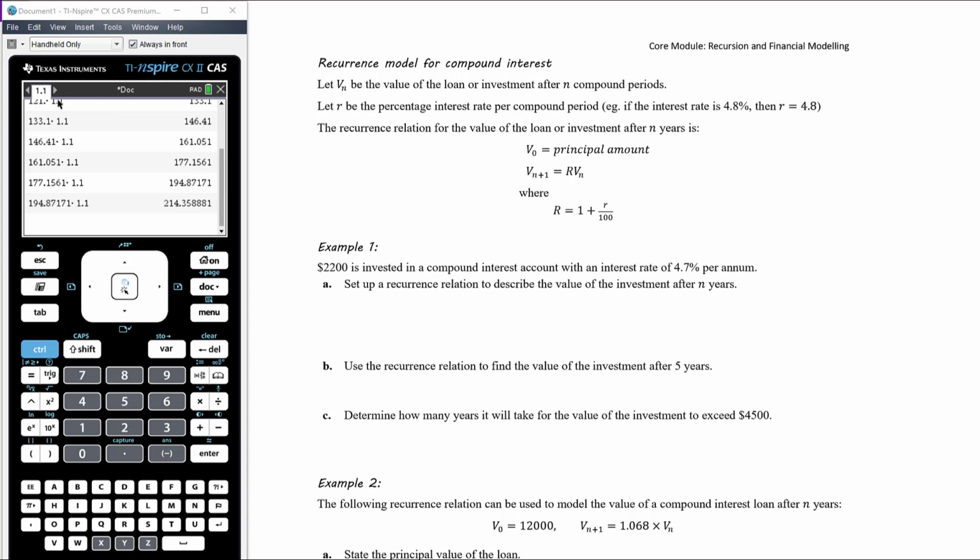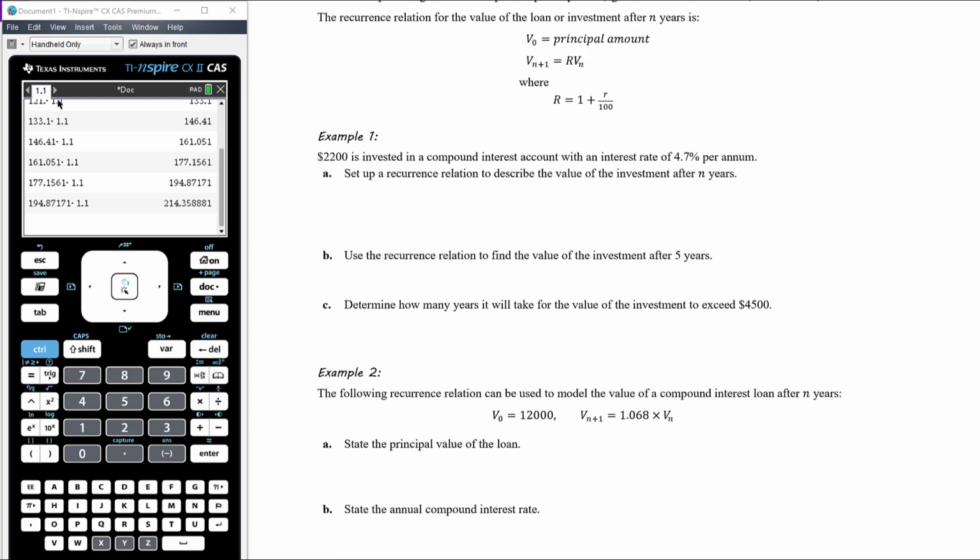So $2,200 is invested in a compound interest account with an interest rate of 4.7% per annum. Set up a recurrence relation to describe the value of the investment after n years. Okay, so V0, principal value, 2,200. Vn plus 1 is going to be, now we're multiplying, we're increasing by 4.7% every year.